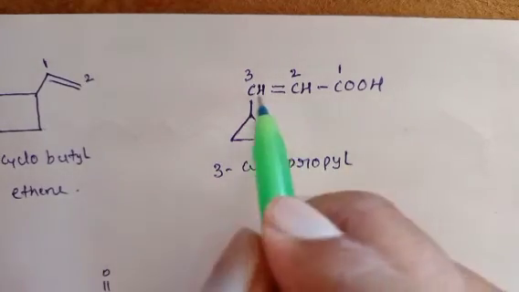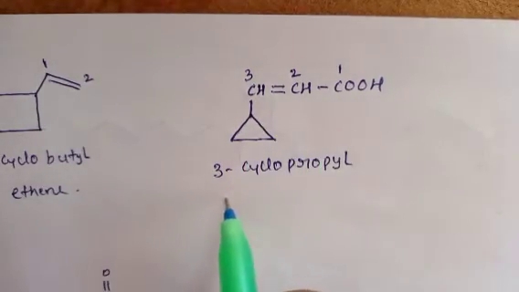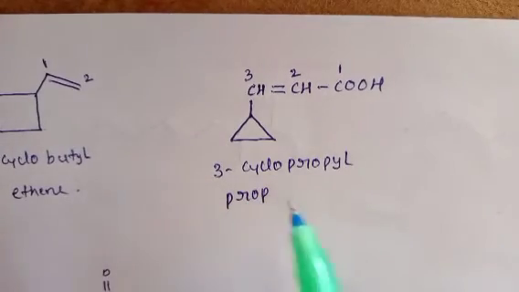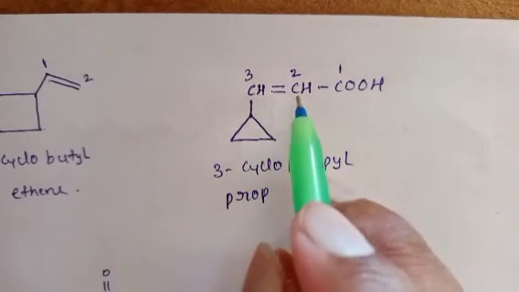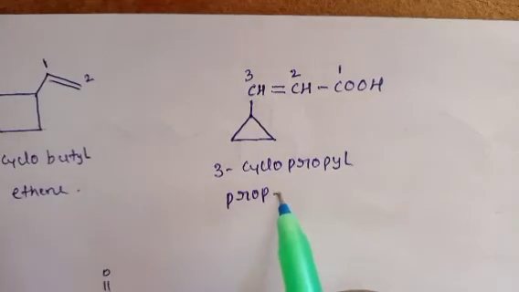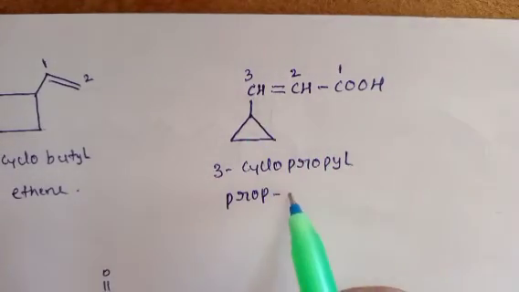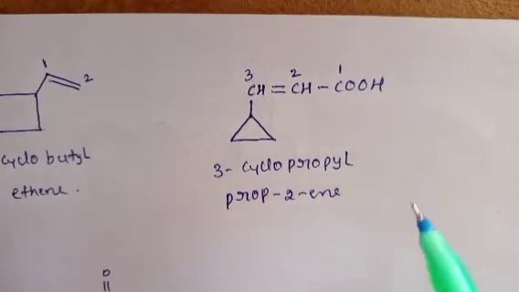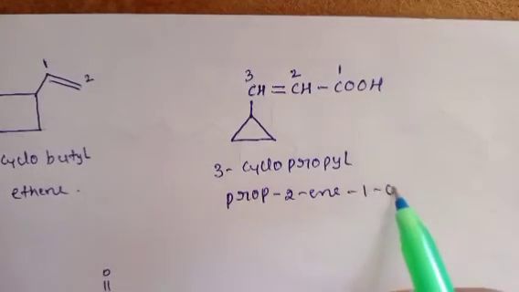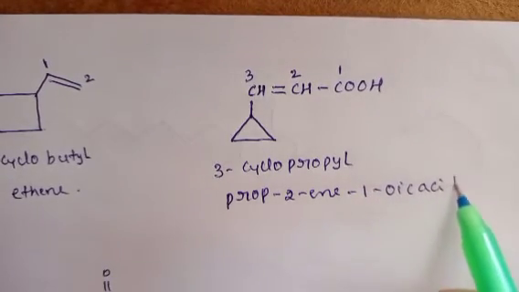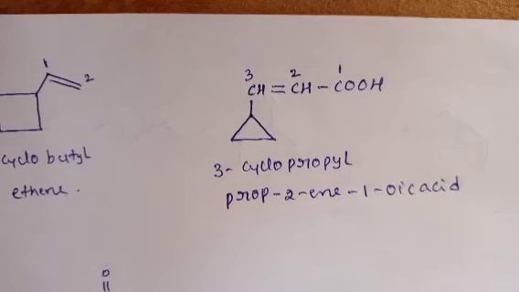Next, in alkyl part, how many carbons are present? 3 carbons. So prop. And bond type, what type of bond it is? Double bond. At which position? Between 2 and 3 means 2 is the least. 2-en. Last one functional group, 1-oic acid. 1-oic acid.